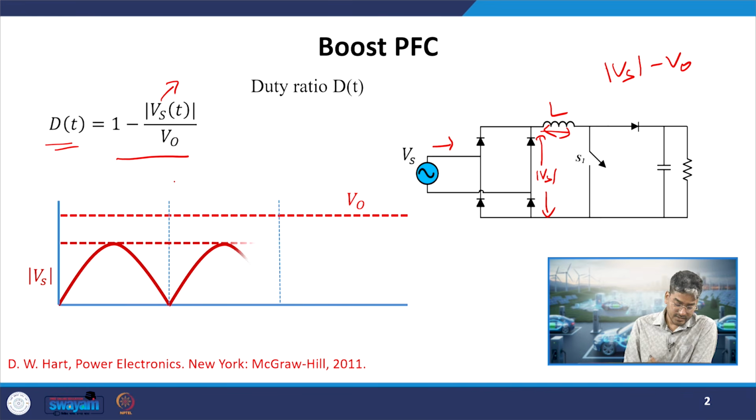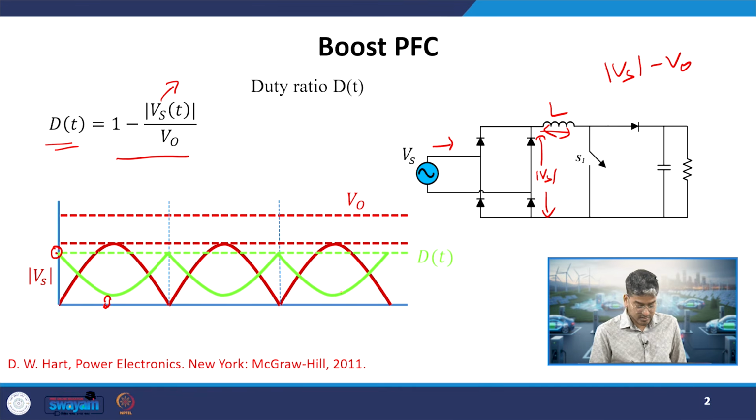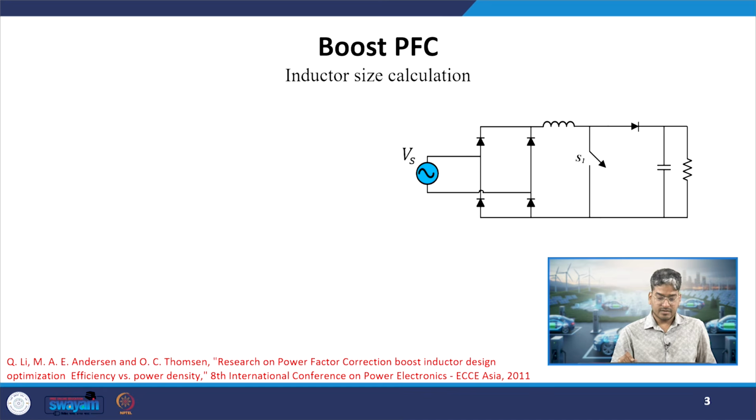We have seen this graph also. In this case, the duty ratio is nearly 1 at the zero crossing, and nearly 0 at the peak values. Why? Because the rate of charging will be higher in this case, so we can turn on the switch for a smaller time and still reach the required current level. Then we started our discussion on inductor sizing.